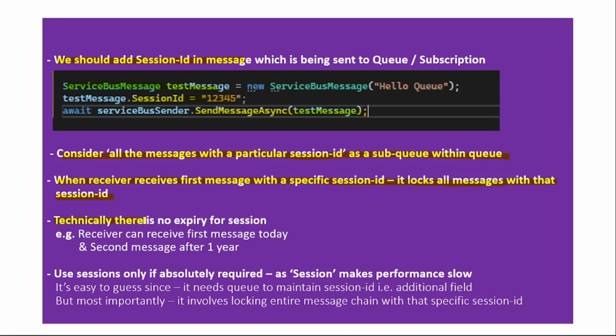Now technically there is no expiry for a session. So for example, receiver can receive first message today and second message with the same session ID after 1 year as well. And finally use sessions only if it's absolutely required, as session makes performance low. And I guess it's easy to understand, since a queue needs to maintain session ID, that is an additional field, but most importantly it involves locking entire message chain with that specific session ID.